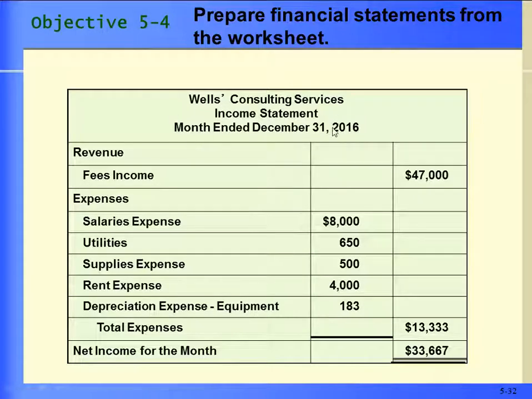And that's the big difference between this and a balance sheet. A balance sheet is a point in time. This is a period in time. So we have the revenue minus the expenses equals your net income for the month. For the most part, I just see this as net income. The author of the textbook wanted to say for the month, but we know it's the month because it says month ended over here. Either way is fine. So this is the first financial statement that we make.